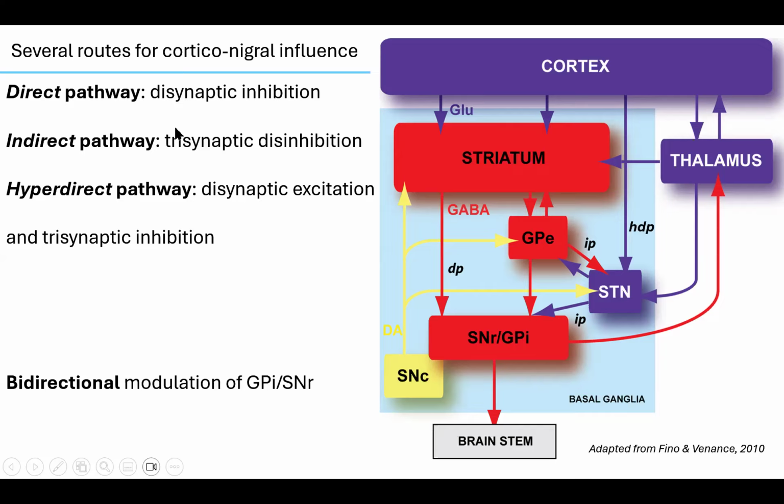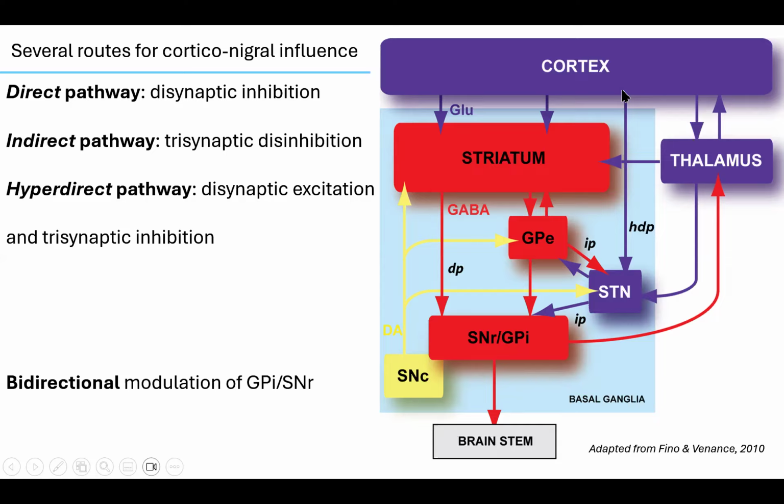The direct and the indirect pathway are the initial projections from the striatum. So for this, we have the corticostriatal pathway. This is a direct glutamatergic input to the striatum. Then the striatum projects either directly with inhibition to the SNR or via the GPe and STN to the SNR. So you have either disynaptic inhibition via this pathway or trisynaptic disinhibition. Both of them cause either the release of movement or the stopping of movement.